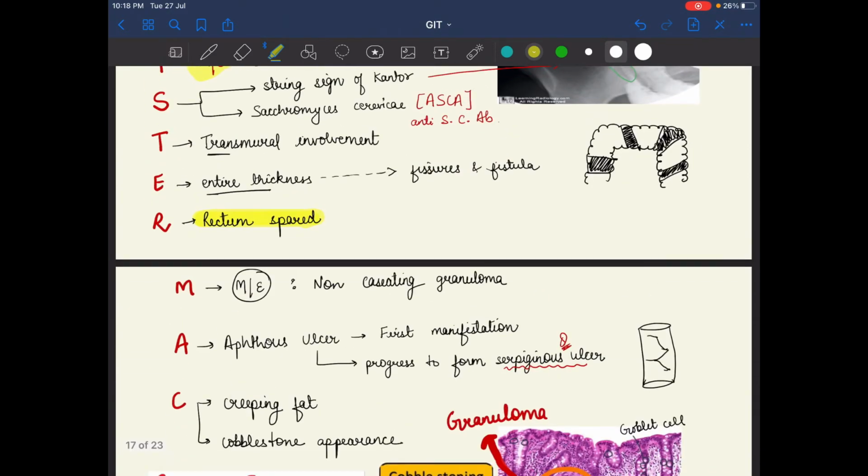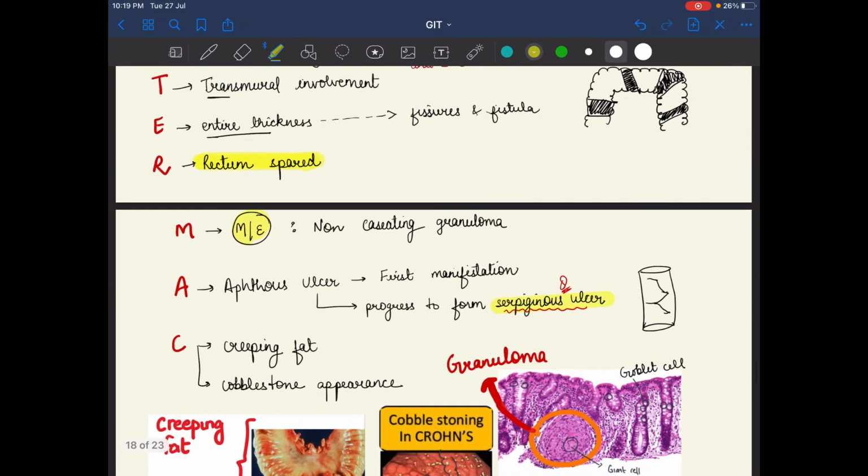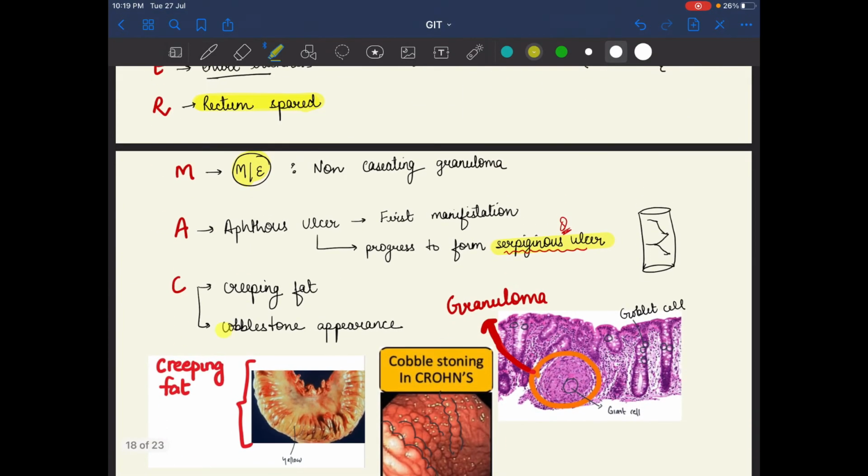And after Sister, we have the MAC. M means on the microscopic examination, we see the non-caseating granuloma. A for aphthous ulcer. Aphthous ulcer means that there is one thickness here, and as it progresses, they combine. So it shows the serpiginous ulcer. C for creeping fat, meaning cobblestone appearance is seen. Creeping fat is seen in Crohn's disease.